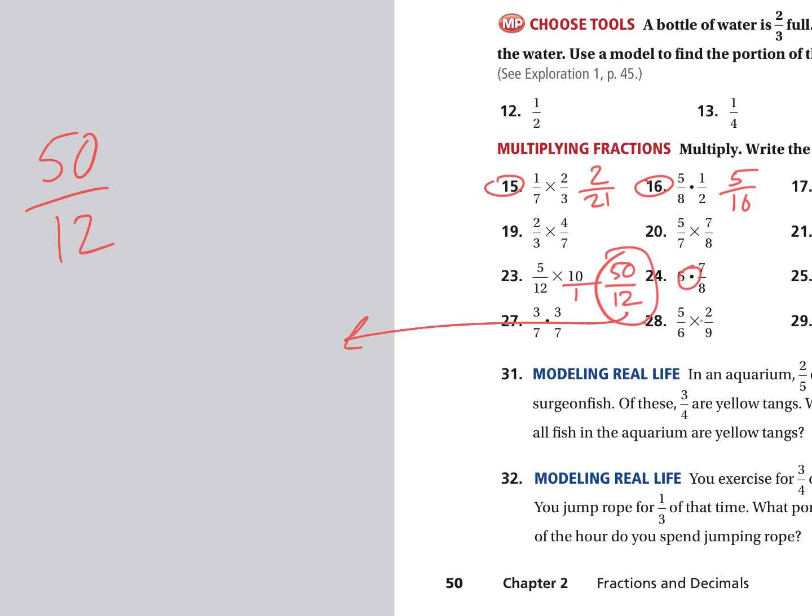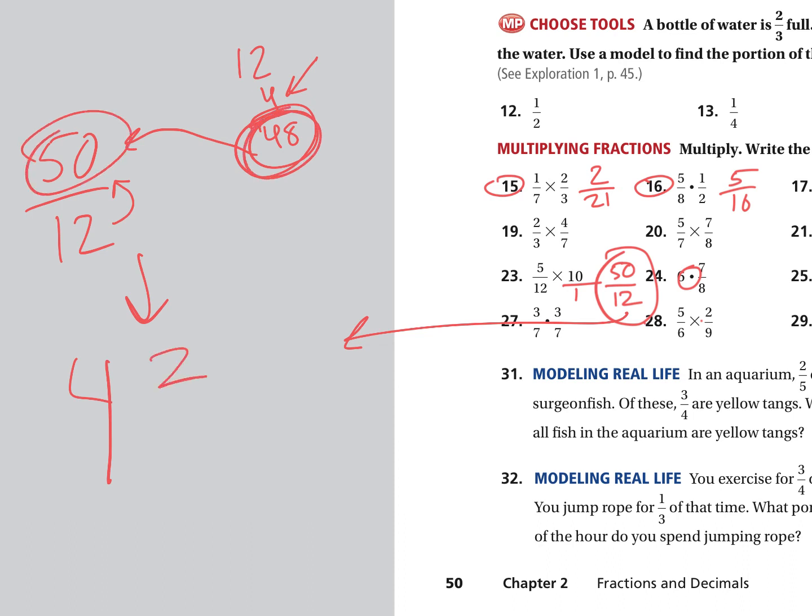So one of the things I do is I just say, how many times will 12 fit into 50? And sometimes I just do a little math on the side. 12 times 4, let's see, 48, perfect. So that tells me I'm going to use 4 because I'm right under 50. So 4 is going to become my big number. With 48, there are 2 left over, okay? And then my denominator stays the same, like that.